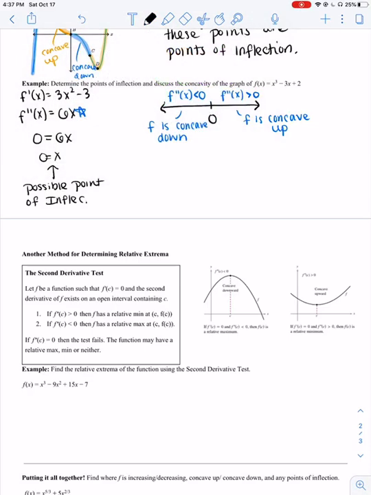So 0 is a point of inflection since f double prime switches from negative to positive.